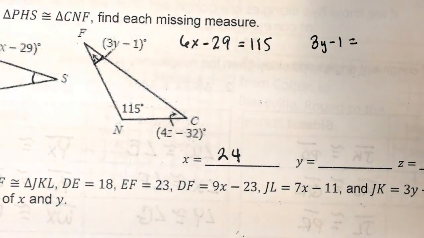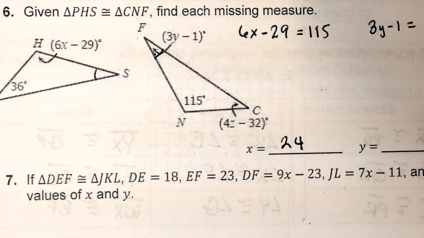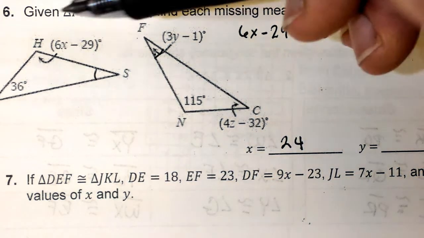S. So therein lies our issue. There's something on angle F, but there's nothing on angle S. So we've got to figure out what angle S is before we can write that equation. Good news for you. You just solved for X and you don't even need that.